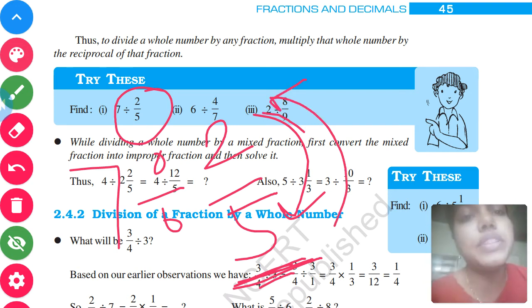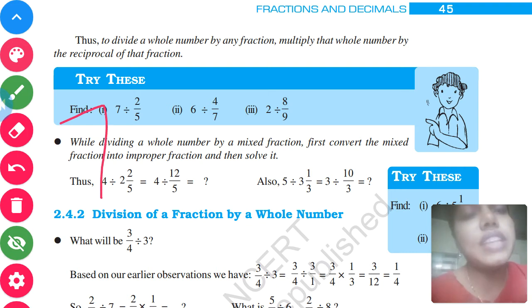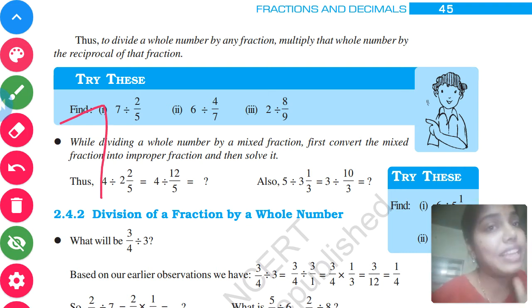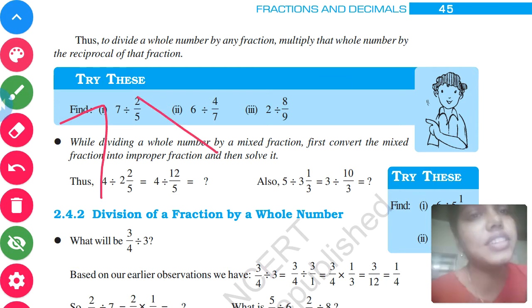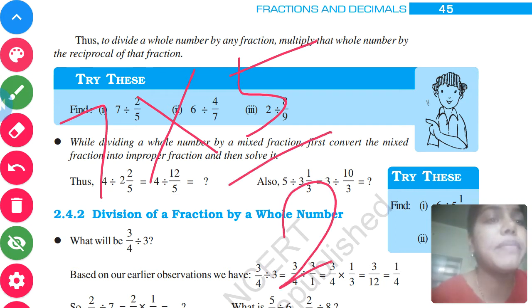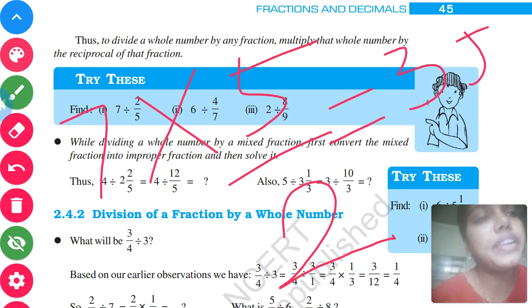If I want to go with the process again, next one. So 7 remains as it is. Keep. Sign changes, that is, division becomes multiplication, and it was 2 by 5, so flip. So after flipping you will get what? 5 by 2. So if you just see the answer, it is 35 by 2.